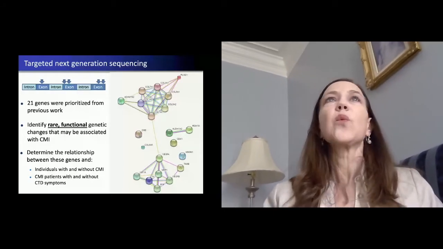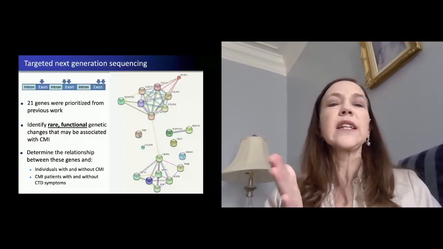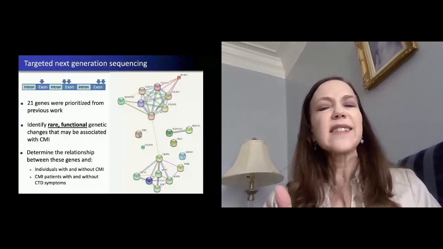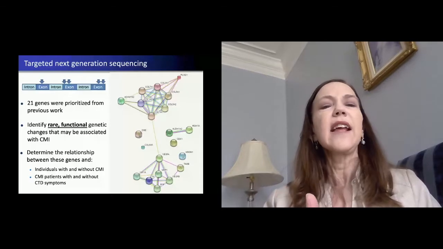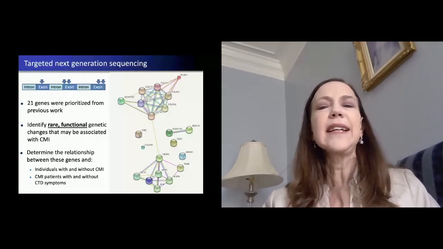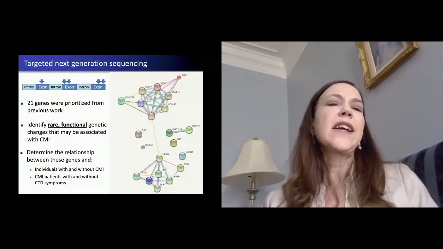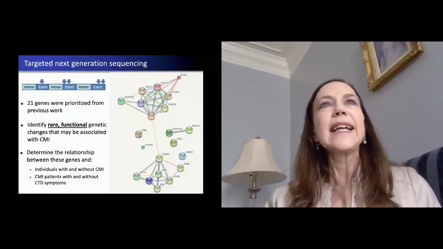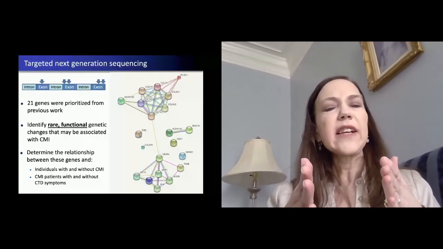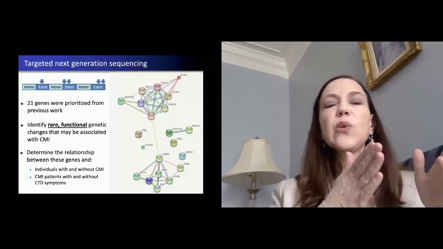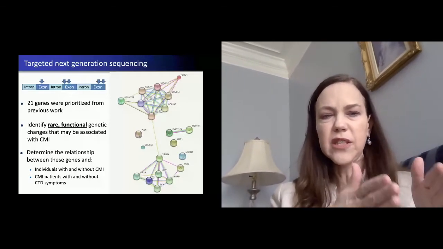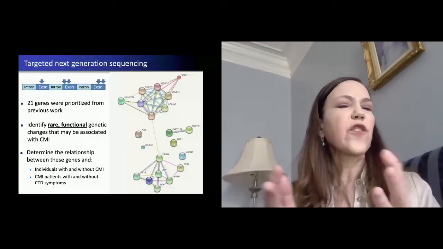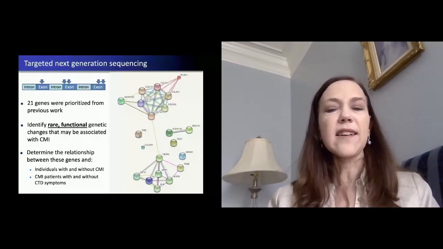So we had two major questions. First of all, when we compared individuals with and without Chiari, do we see differences in the number of variants in these genes? And then our second question was to see if we look within the Chiari patients, those with connective tissue disorders and those without, do we see a difference there? Next slide.